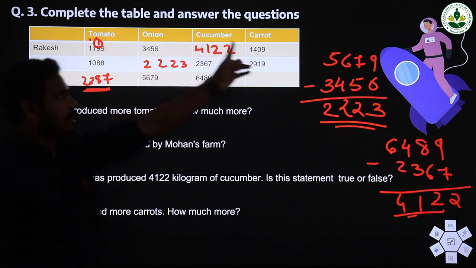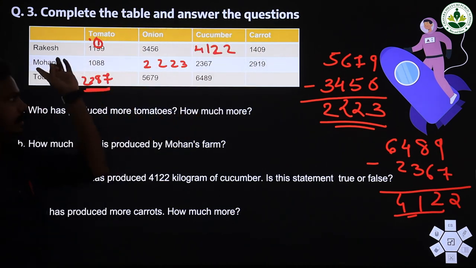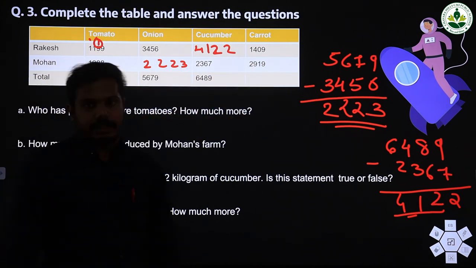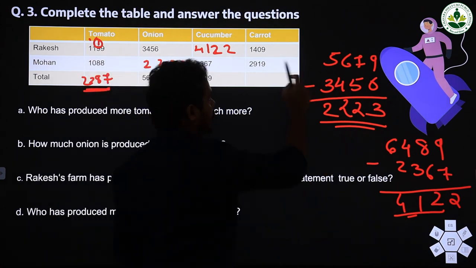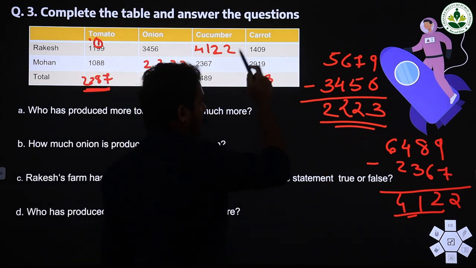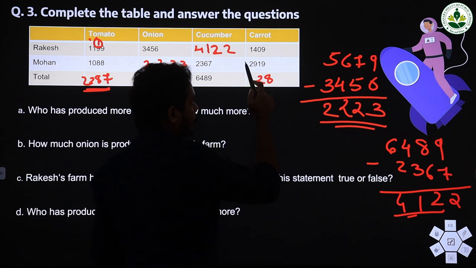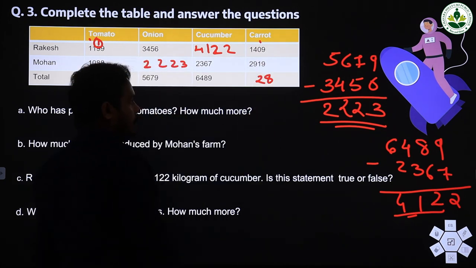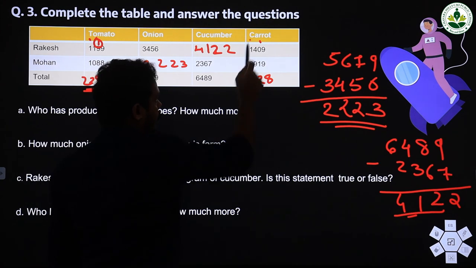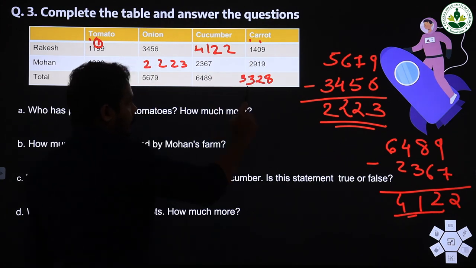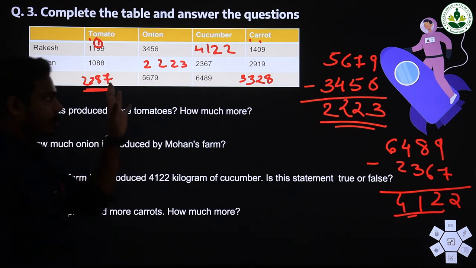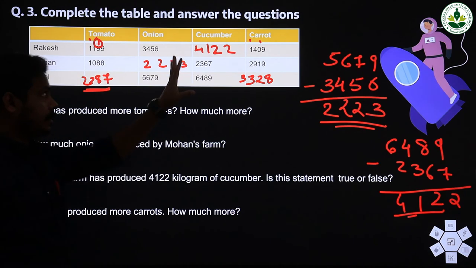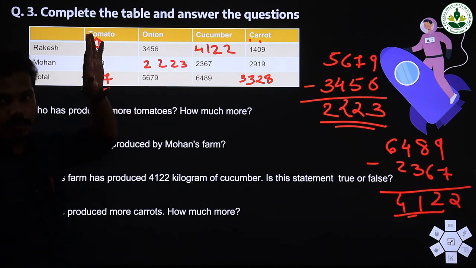And the fourth thing, that is carrot. The number of carrots Rakesh produced is 1409, and the amount Mohan produced is 2919. We need to find the total number. For finding the total, we use addition. 9 plus 9, 18, carry over 1. 1 plus 1, 2. Then 4 plus 9, 13, carry over 1. 2 plus 1, 3. The total amount is 3328. Now we have found the missing numbers of the table. Now we can move to the questions.